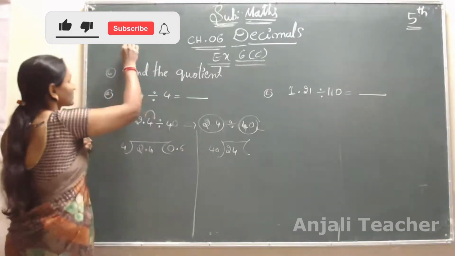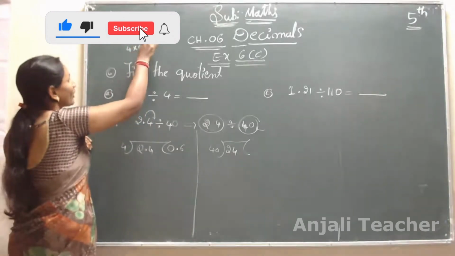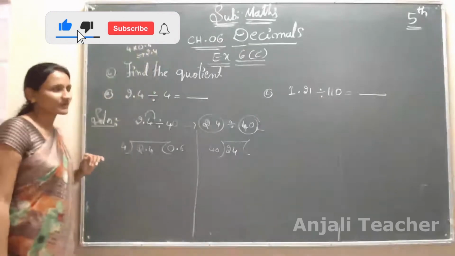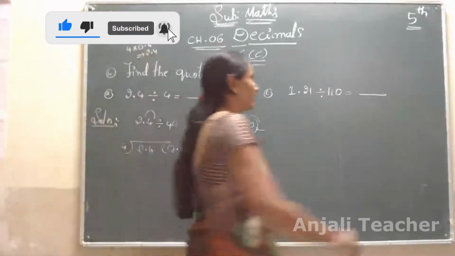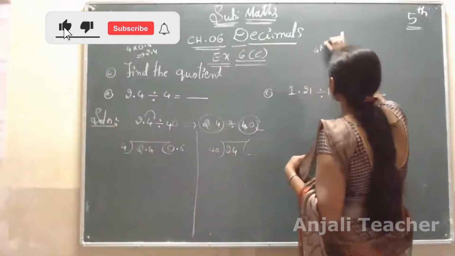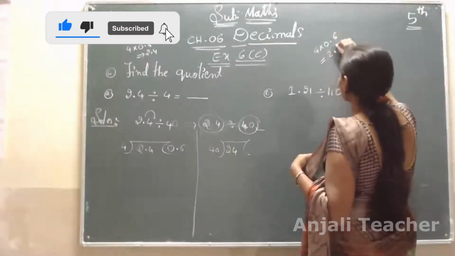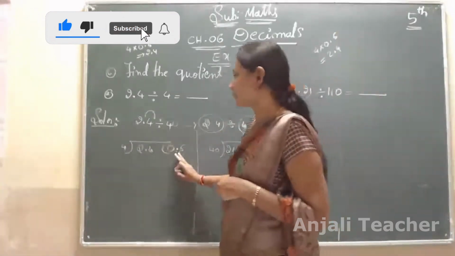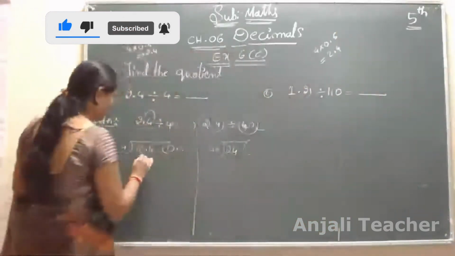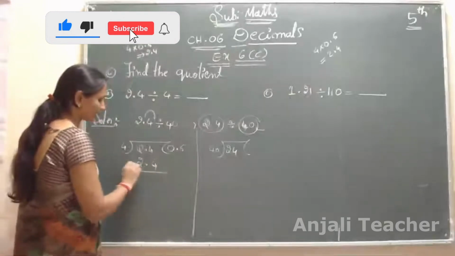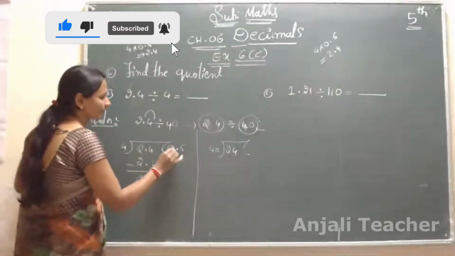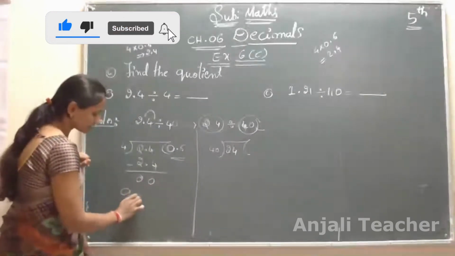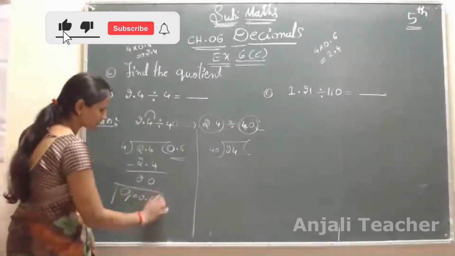Now 4 into 0.6, what is the value? 2.4. Students, can you see? 4 into 0.6 is 2.4. So subtract that: 0, 0. Students, what is the value? The quotient is 0.6. So this is the quotient.